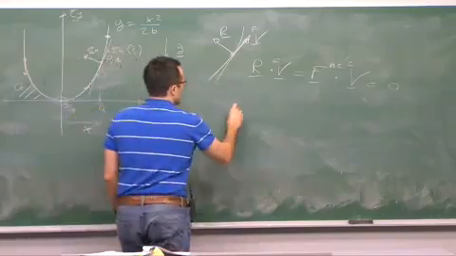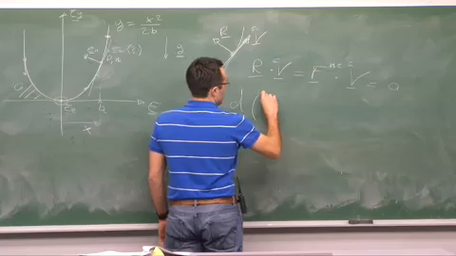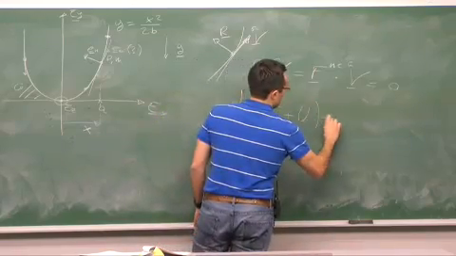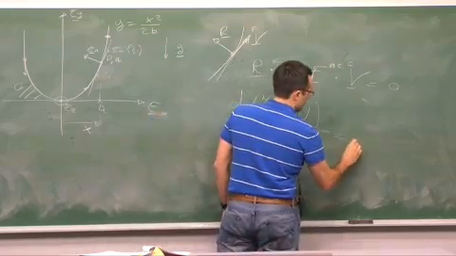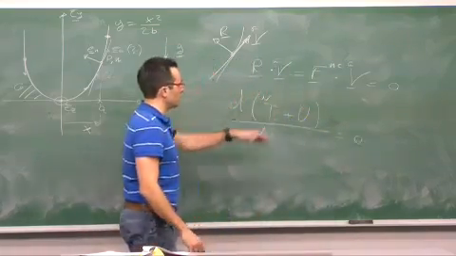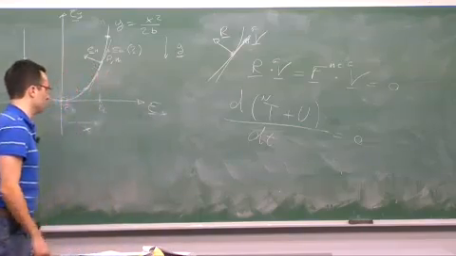So I can use d Tn plus u dt equals 0. The total energy is conserved in this problem. So let's do that.